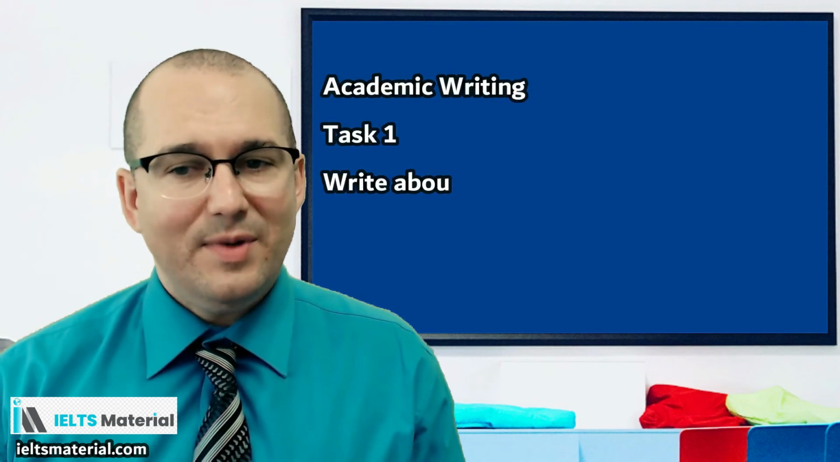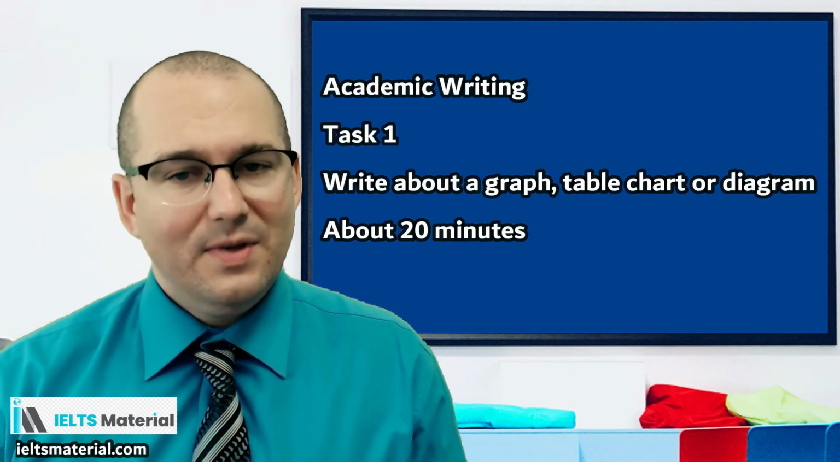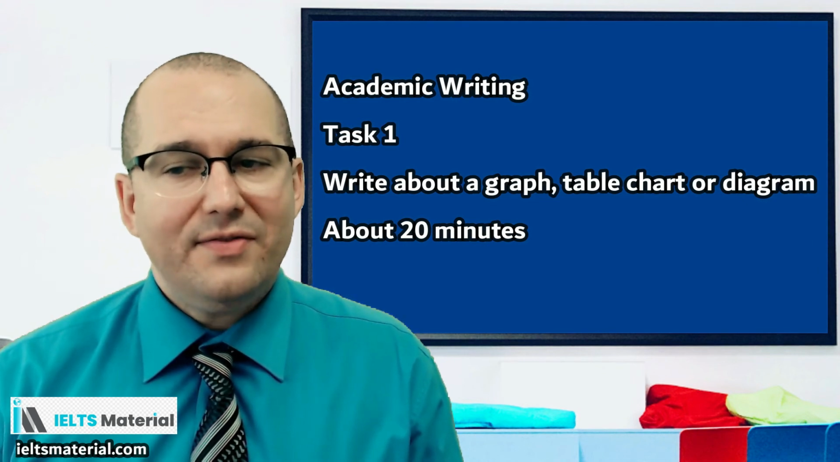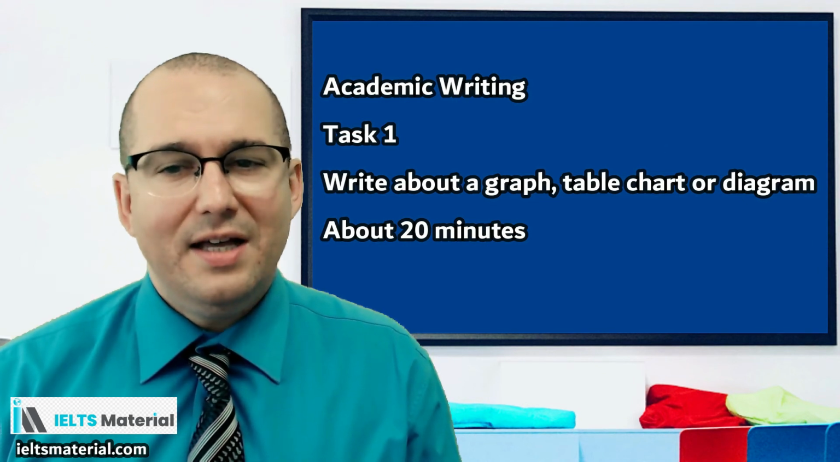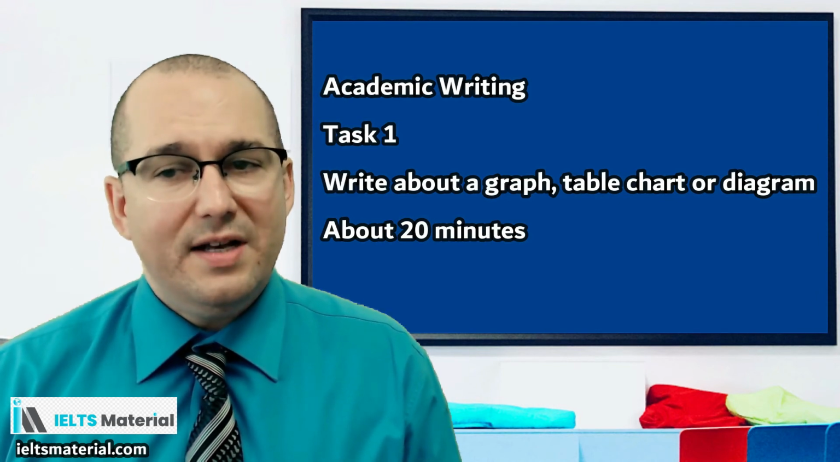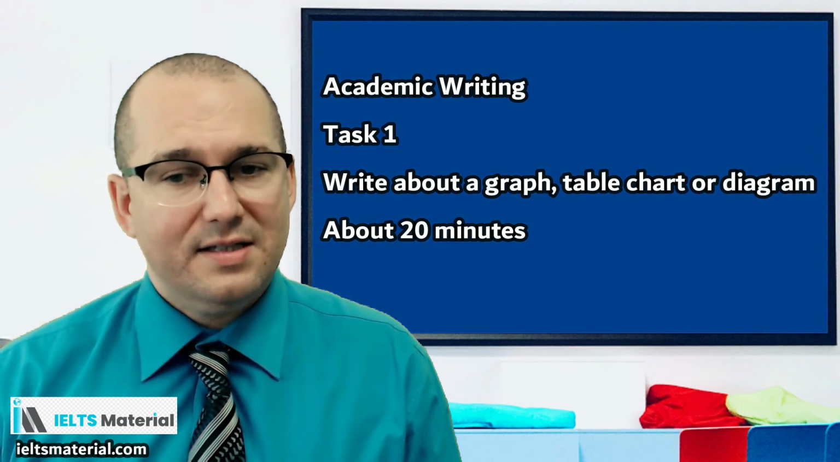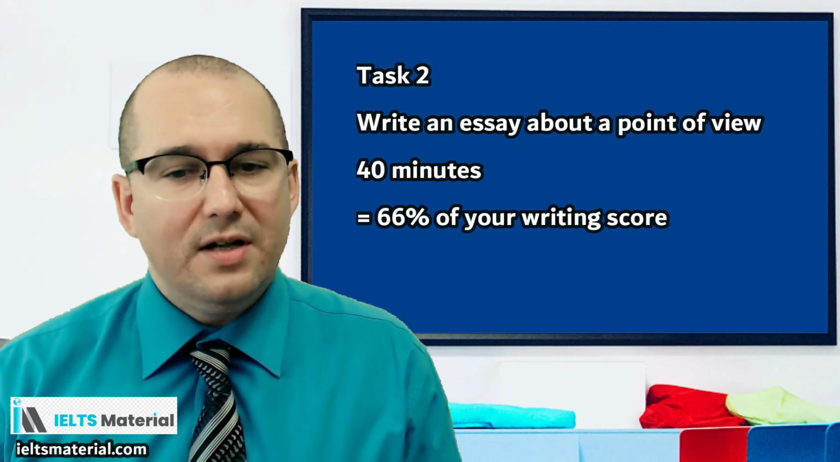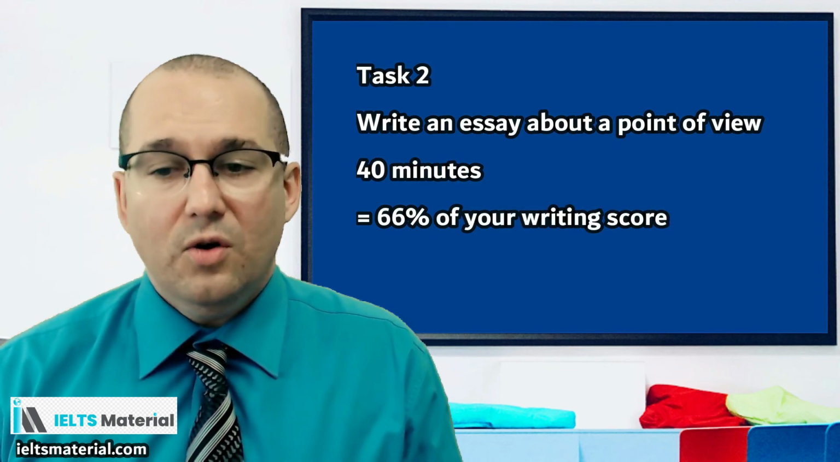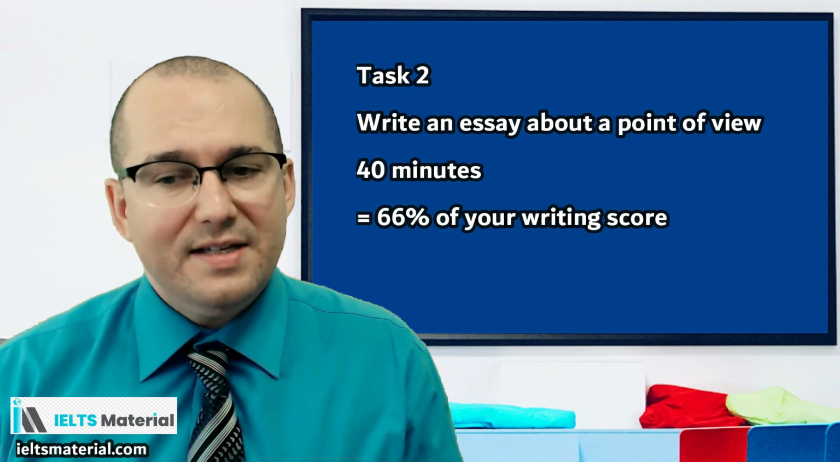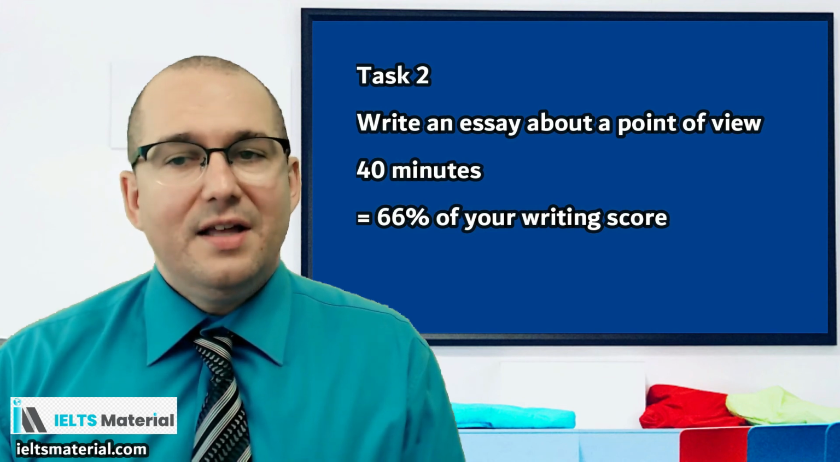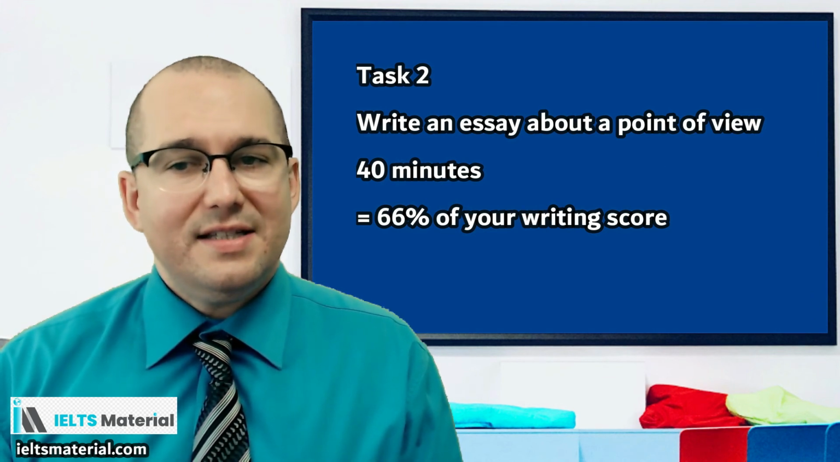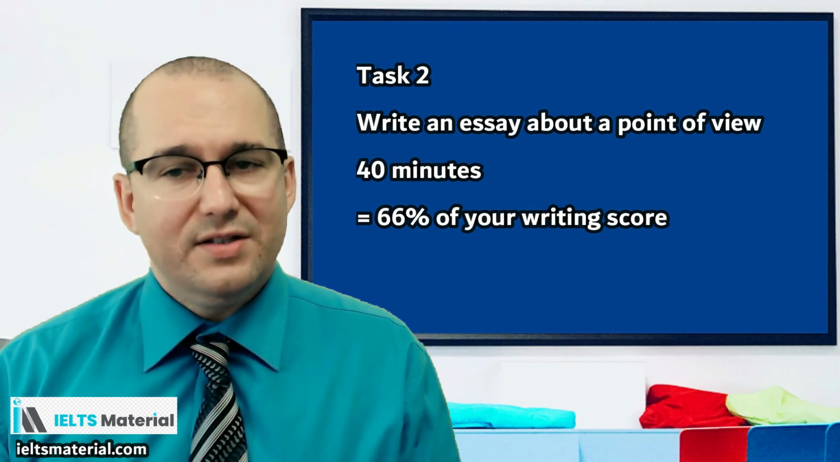For the IELTS academic writing, you will have two tasks. In task 1, you will be presented with a graph, table, chart, or diagram and asked to describe or summarize the main points. It is recommended that you spend about 20 minutes on this part of the test. Now, there's a task 2 as well, and you'll be asked to write an essay in response to a point of view, argument, or problem. Responses to both tasks must be in a formal style. It is also worth mentioning that task 2 is worth 66% of your final writing score.